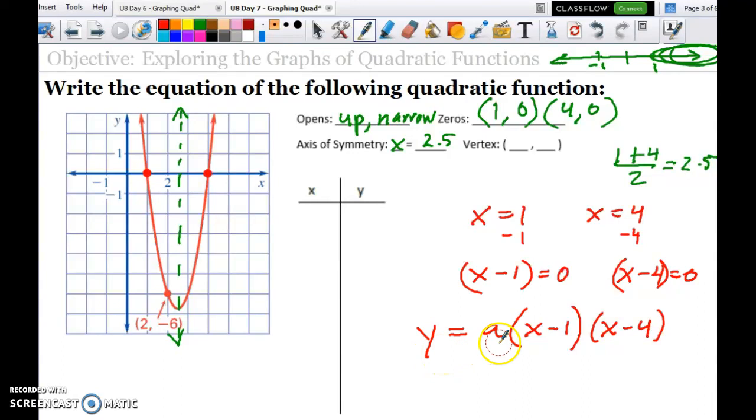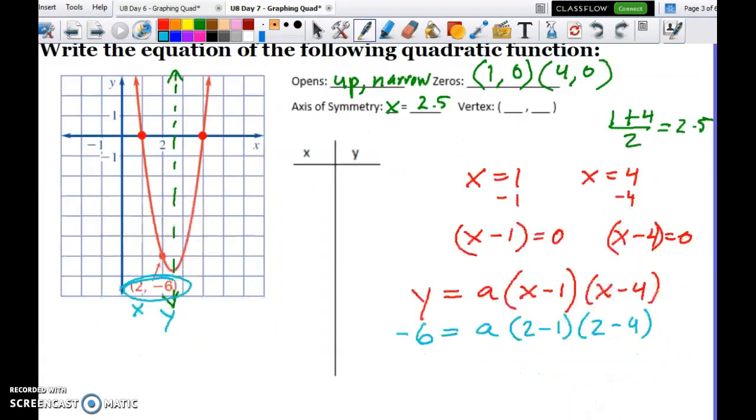Now to find out what a equals, I have to plug in a point. I need to plug in an x and a y value, and then I just have to solve for a. And you can see here that I have an x and a y value right there. The 2 is the x, the -6 is the y. So I plug -6 in for y, a is still a, x is positive 2 minus 1, positive 2 minus 4. And now I can solve for a pretty easily.